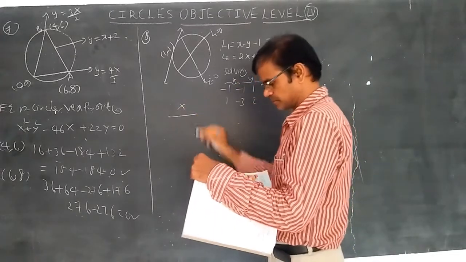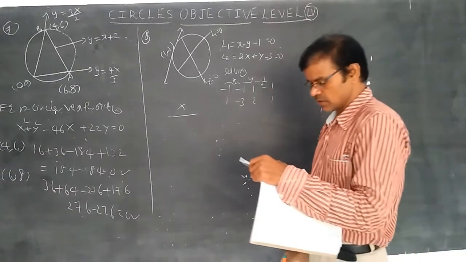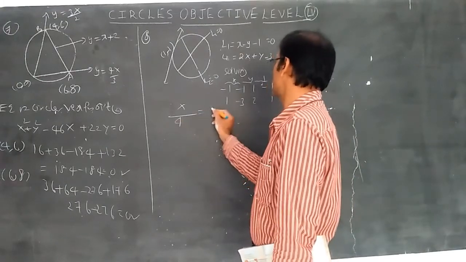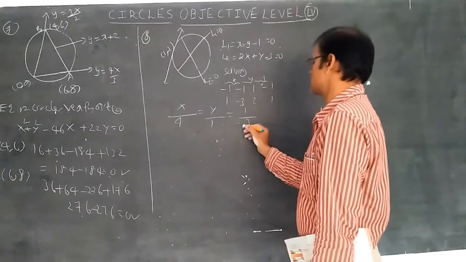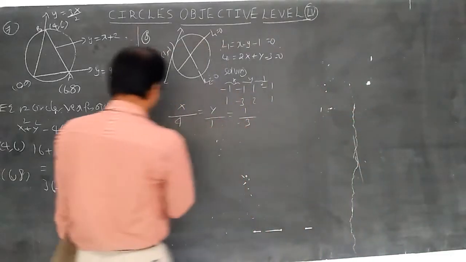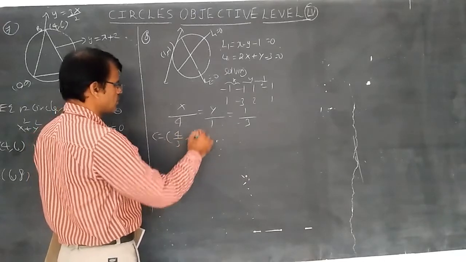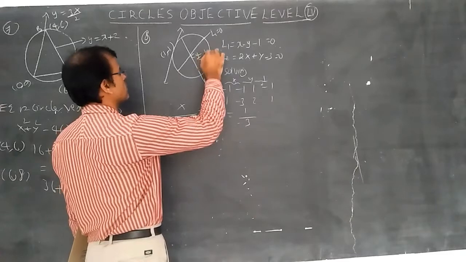The equation of the tangent to the circle at the point: x by 4, this is 3 plus 1 is 4, and y by minus 2 plus 3 is 1, so 4 by 3 comma 1 by 3. Put here the center is equal to 4 by 3 comma 1 by 3. This is C, 4 by 3 comma 1 by 3.